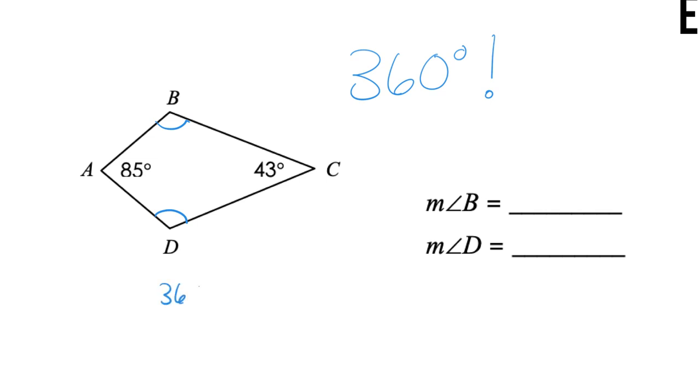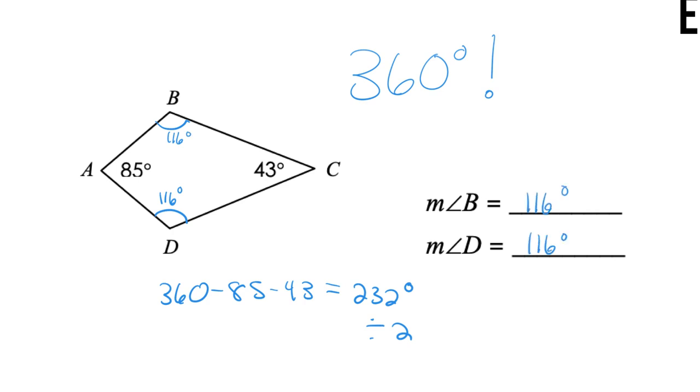So all we have to do is subtract the two angles we know from 360. That gives us 232 degrees remaining, and that's what these two equal angles must be. So you would just divide it by 2. So 232 divided by 2 is 116. So each of these two angles would be 116 degrees. Okay?